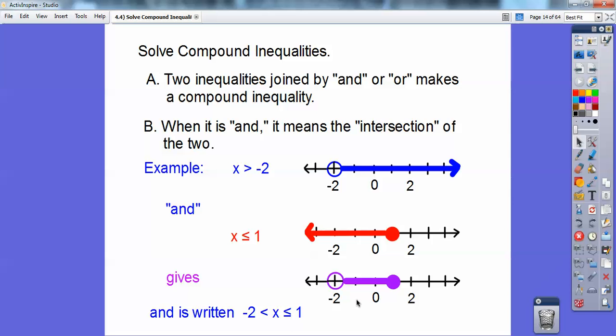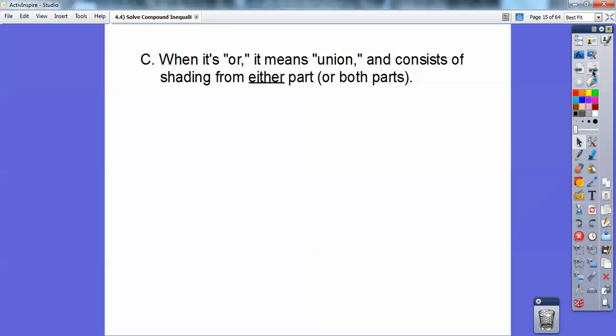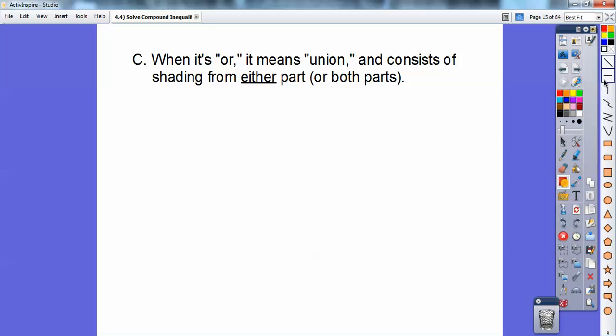Okay, so let's try an OR statement, you guys. When it's an OR statement, it means union, and it consists of shading from either part. And I should underline this stuff right here, you guys. It's shading from both parts. Okay, that's the important part. It's shading from both parts. All right, let's try a simple example, you guys. So x greater than or equal to 0. That's a closed circle on 0 going to the right.